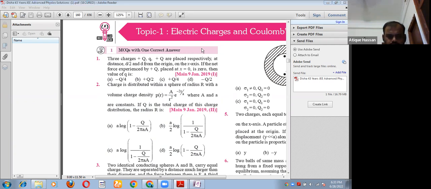So this question, question number 2, says charge is distributed within a sphere of radius R with a volume charge density rho(r) equal to A upon r square e to the power minus 2r upon k, where A and k are constants. If capital Q is the total charge of this charge distribution, the radius R is.